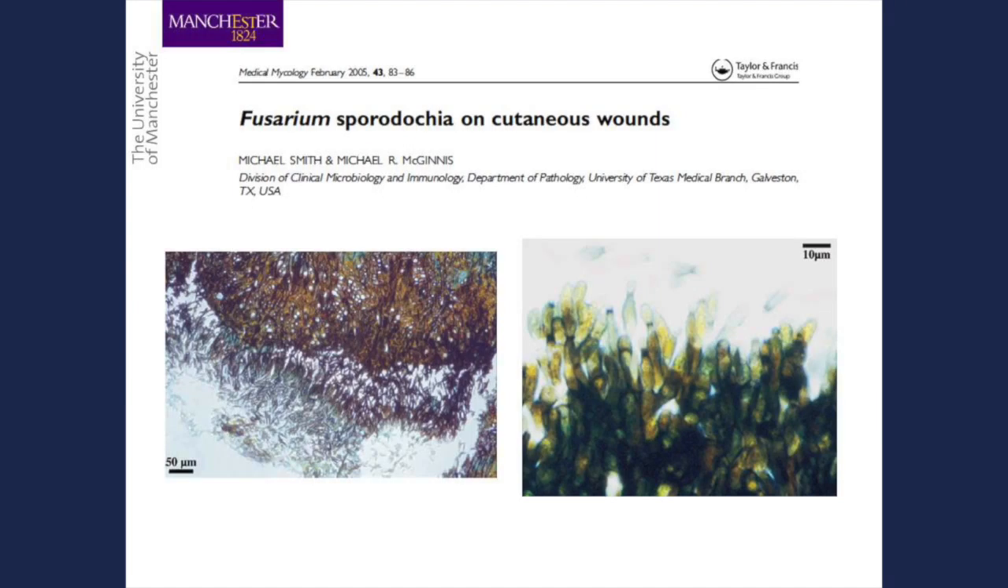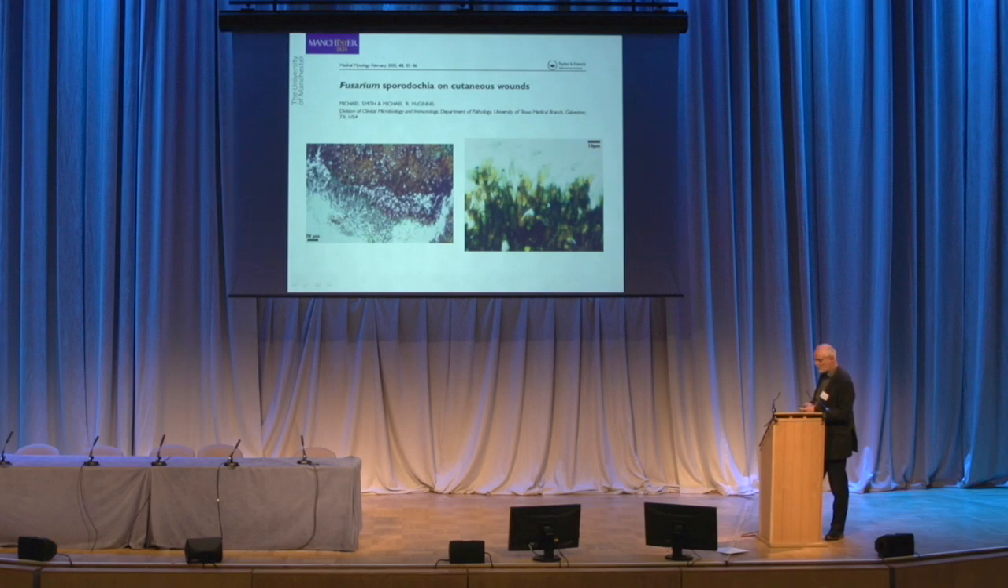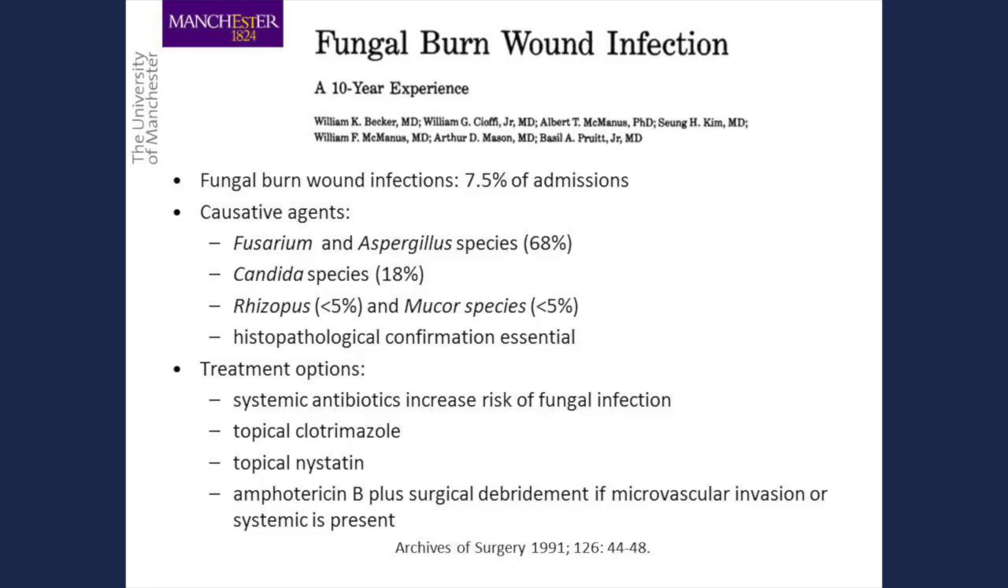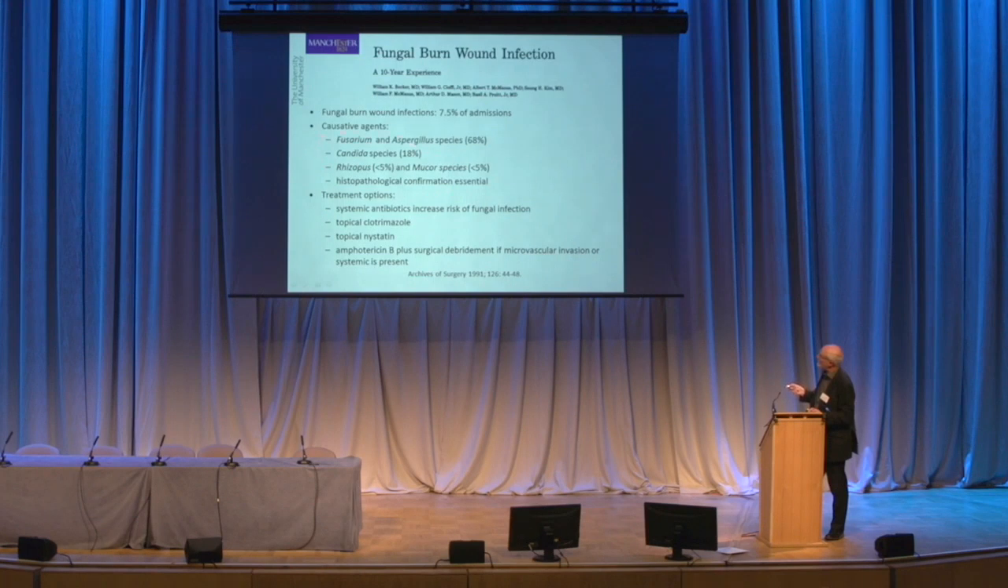So Fusarium, for example, produces these sporodocia on cutaneous wounds. This is a high-resolution picture of aerial hyphae growing out from a wound. And if you look back at the literature, just one paper of many, back in 1991, a 10-year experience of fungal burn wound infection. This really is setting the scene for looking at alternative treatment modalities: Fusarium and Aspergillus primarily, but also Candida to a much lesser extent, and agents of mucormycosis. These were confirmed in this paper by histopathological confirmation. The treatment options are systemic antifungals, of course, topicals like clotrimazole and topical nystatin, but also amphotericin B is used a lot for these more deep-seated infections.